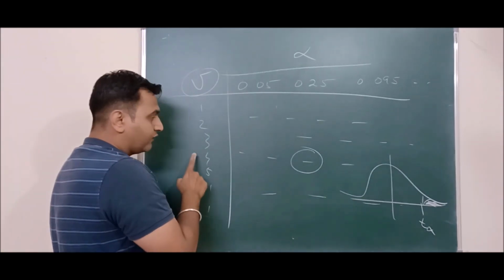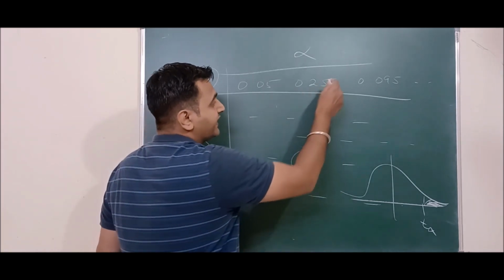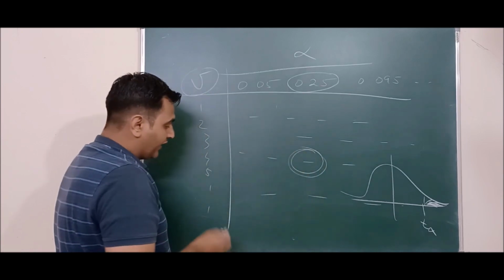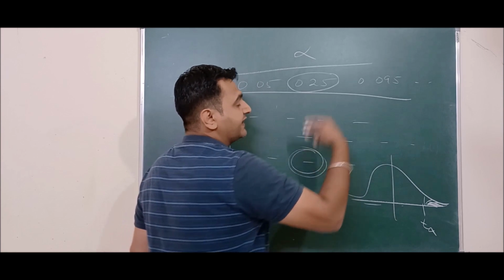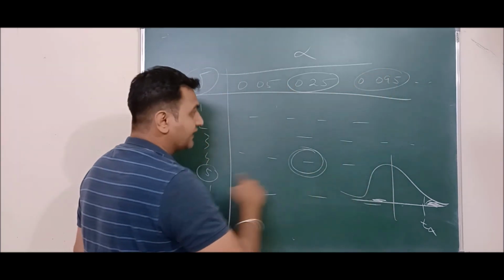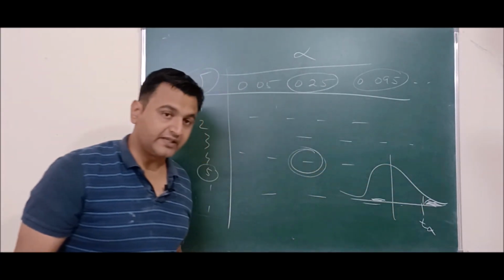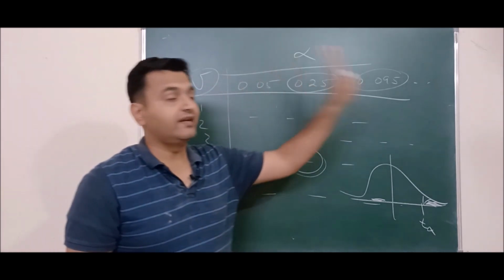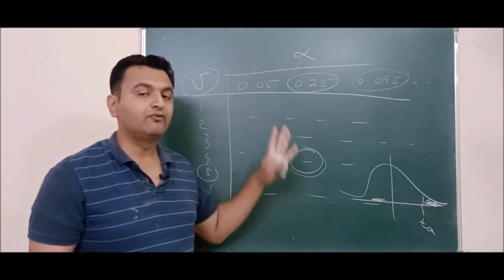So for 4 degrees of freedom, if I want to see what is the t value such that the area towards the right is 0.25, this is that t value. If for 5 degrees of freedom you want to look for the t value such that the area towards the right is 0.095, then this is that t value, the intersection part. So the entries over here are the t values. They represent, for what degrees of freedom, your area towards the right will be this much. Okay, so this is how you read the t-table.